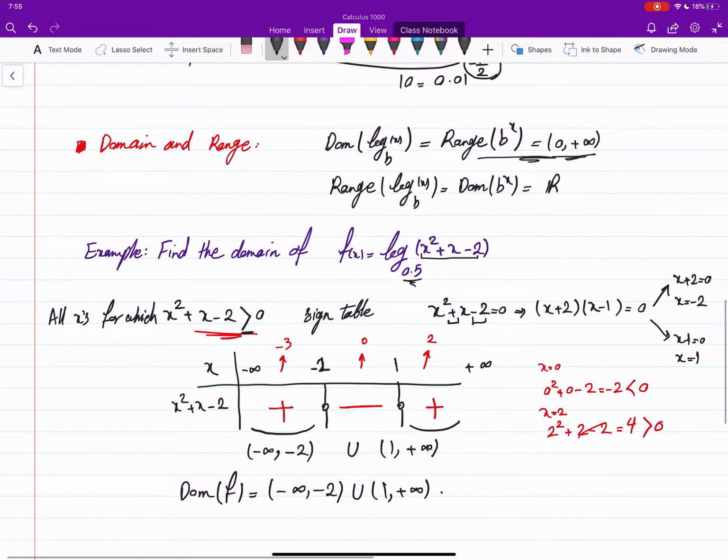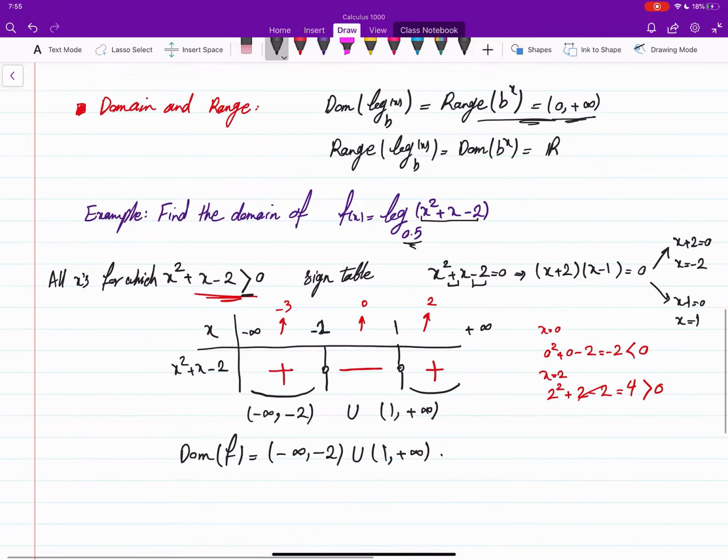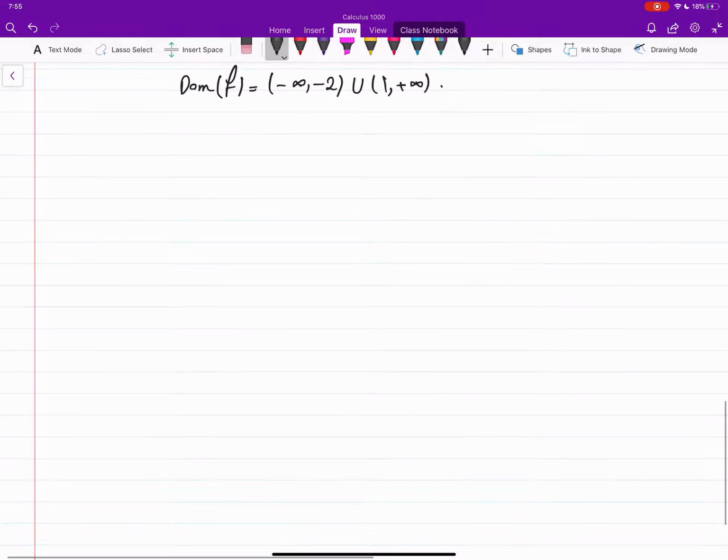So that was about the domain and range. What else? We can also find the graph of this function. So, the graph of logarithmic functions.